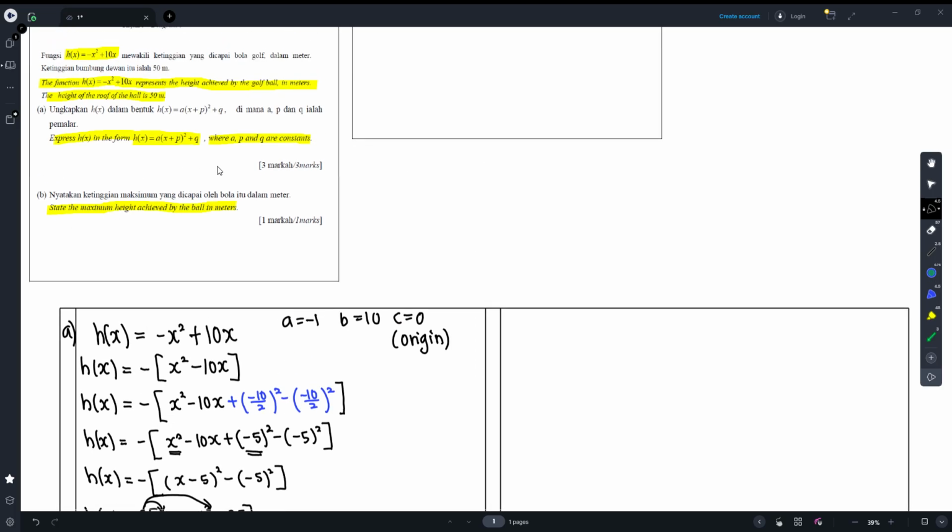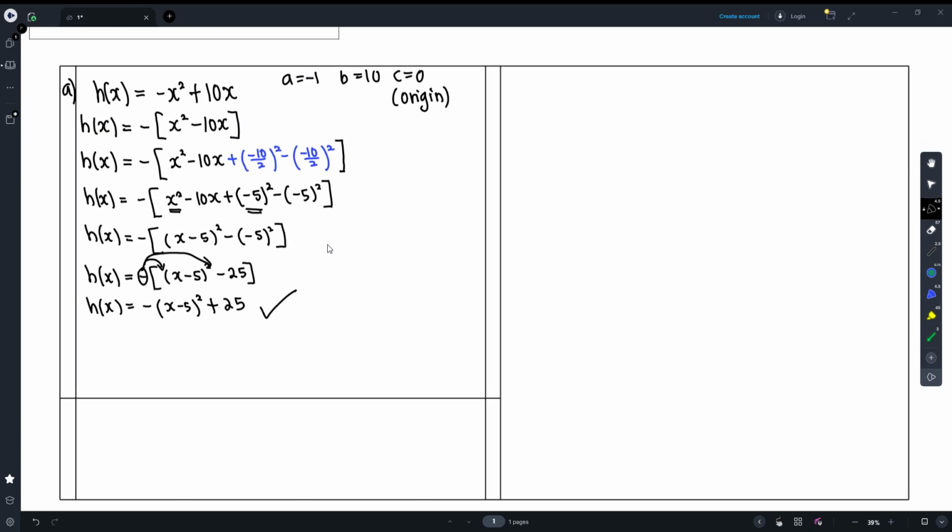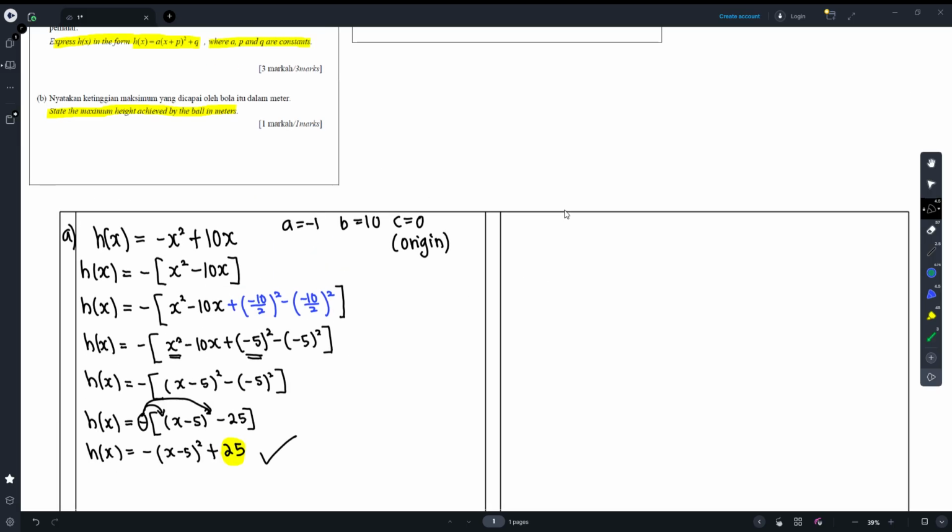Okay. So part B, state the maximum height achieved by the ball in meters, is only 1 mark. So we can see the maximum height given here. The maximum height will be 25. So the answer for part B is that the maximum height is 25 meters. 1 mark question. As simple as that. Okay, now we move to part C.